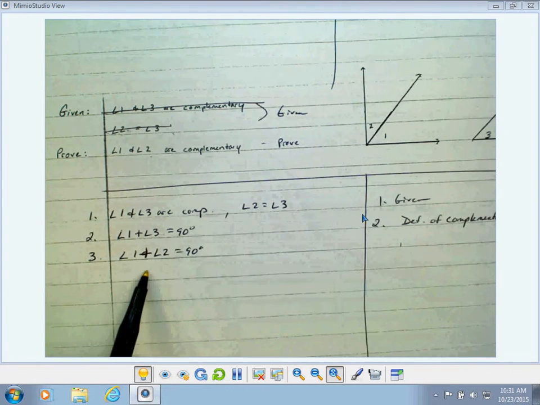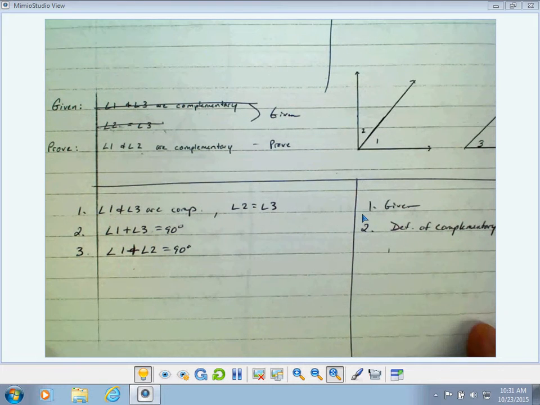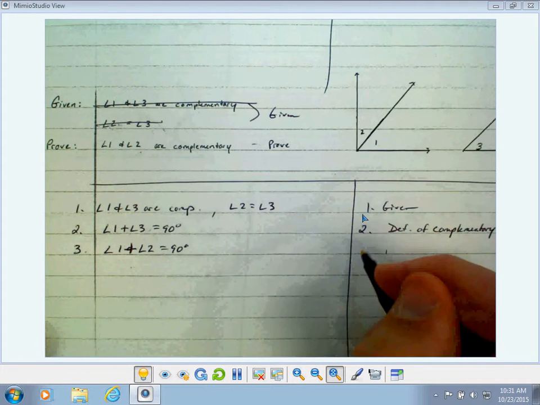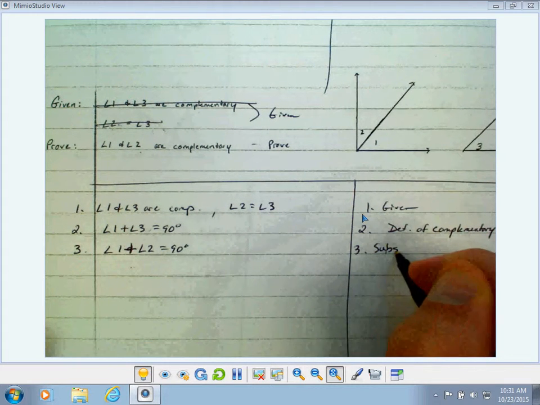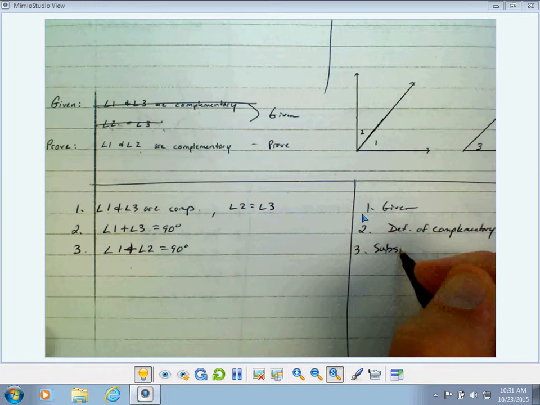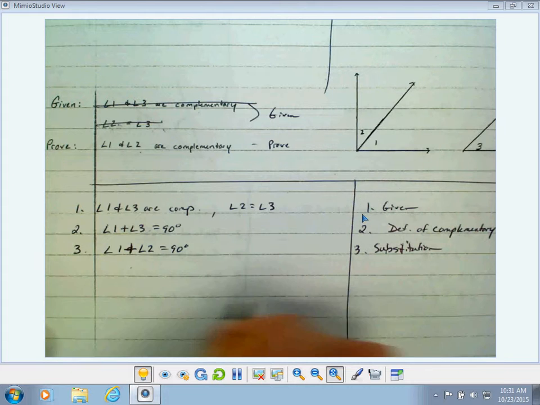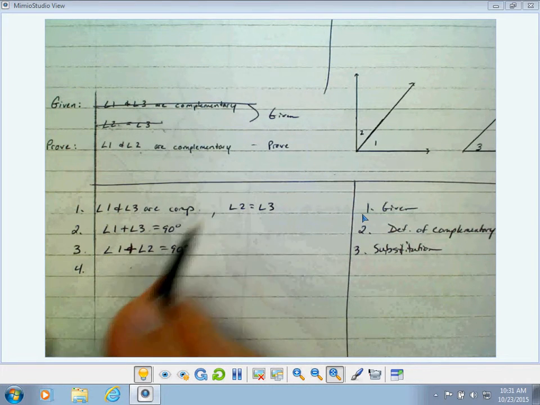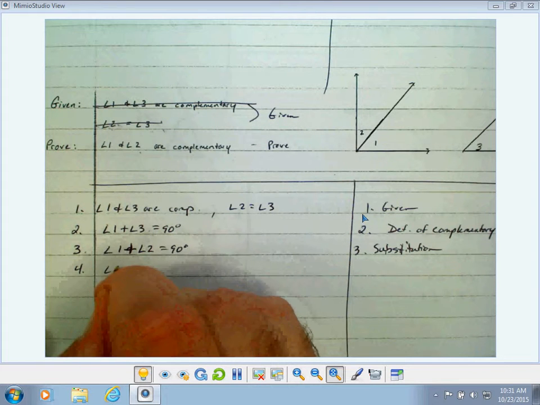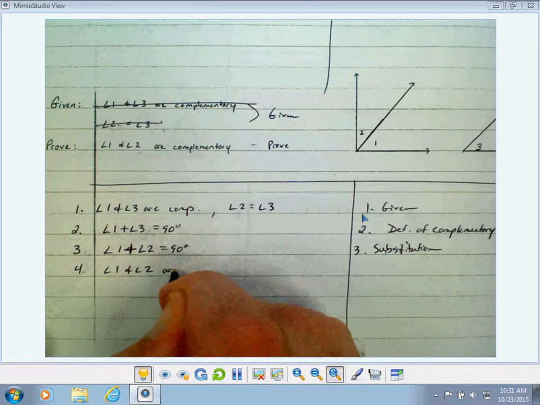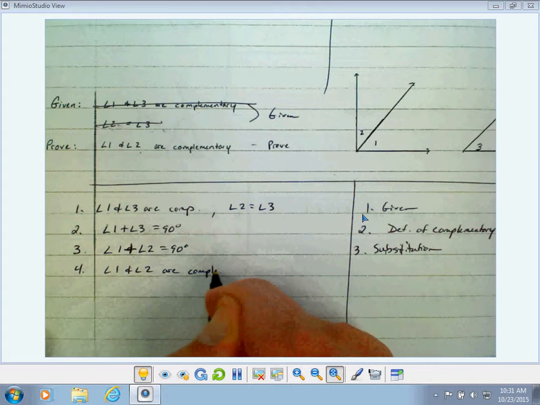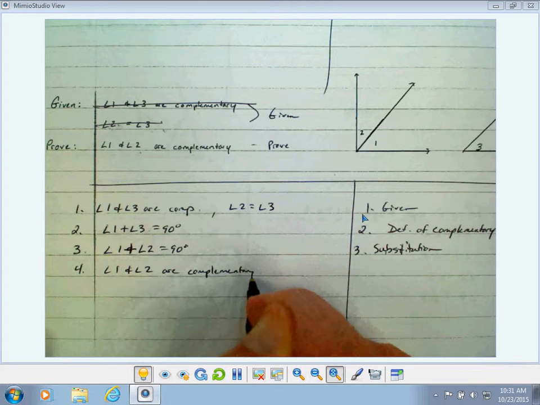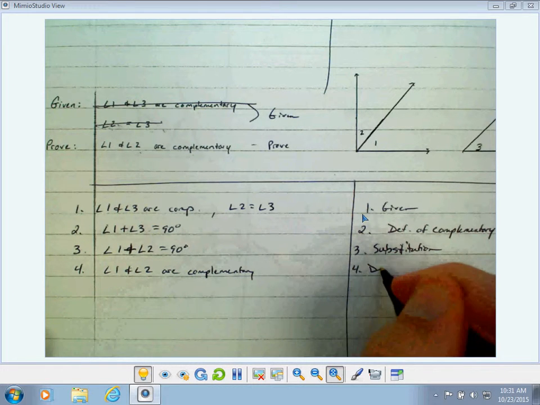That's what I did here. So it works the same way. It's still substitution. You just want to make sure that when you're substituting, it makes sense for what you're doing. Angle 1 and angle 2 are complementary. That's where we're at, so I can write it in words. And this one is done with the definition of complementary angles.